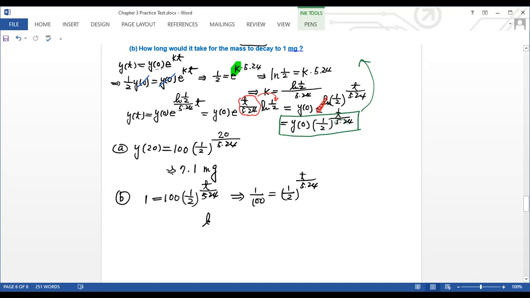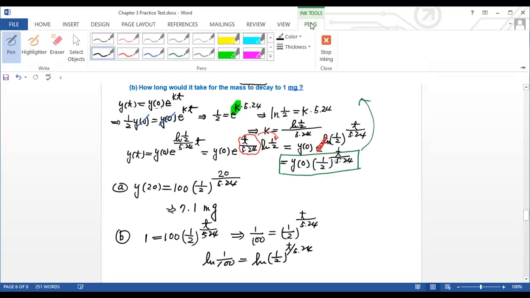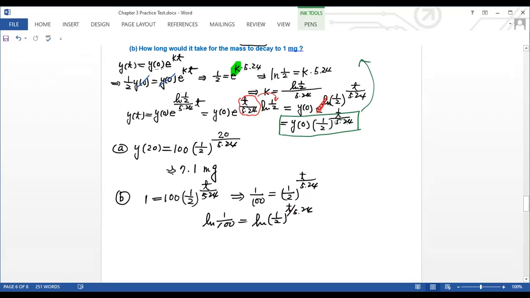Take the natural log of both sides, right? So it's the natural log of 1/100 is equal to the natural log of (1/2) to the t over 5.24. Then we can use this good property about the natural log, right? So this is the exponent. We can move it to the front here.